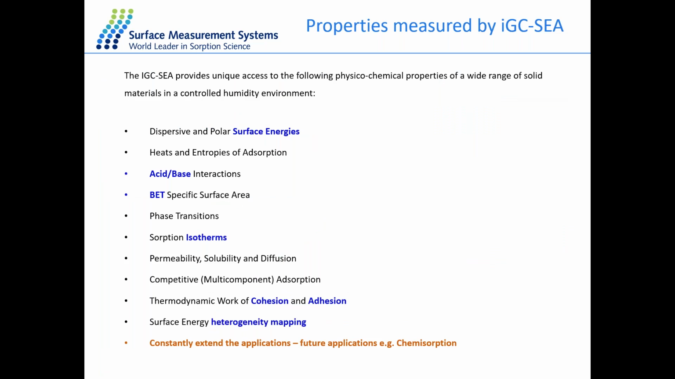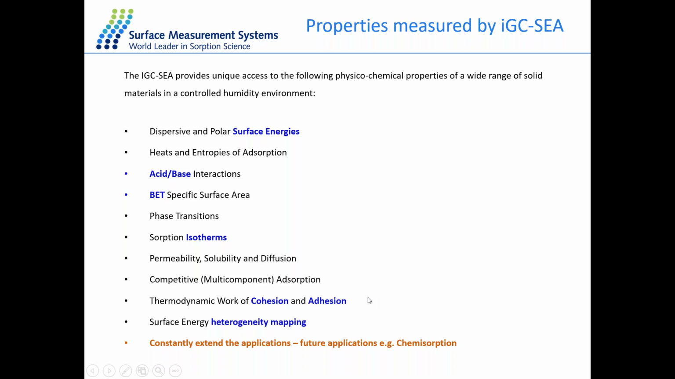So there's a few different things we can measure using IGC SCA. One of the most common ones is the surface energy. And because we're using polar components, we can also understand the acid-base interactions of our sample. It's also possible to measure BET-specific surface area, which Mishan will go through with you in the next presentation. We can also understand sorption isotherms, permeability and solubility. We can also calculate work of adhesion or cohesion.